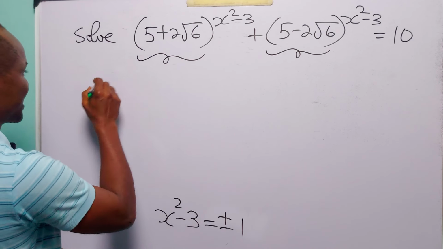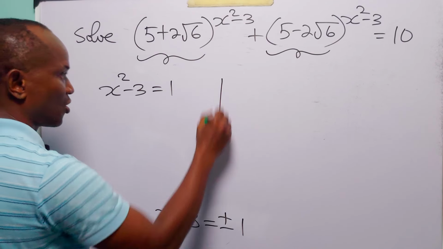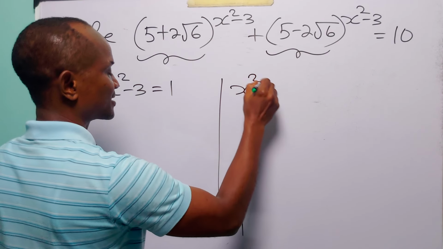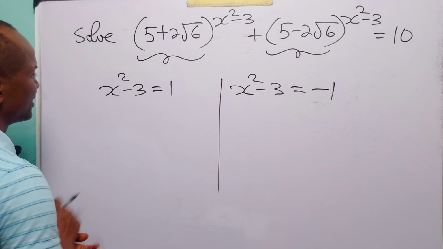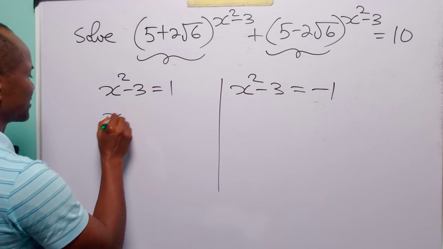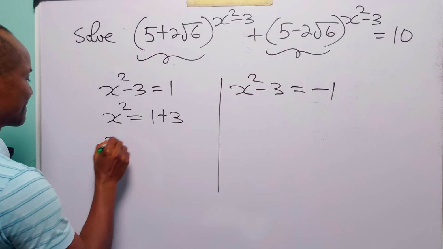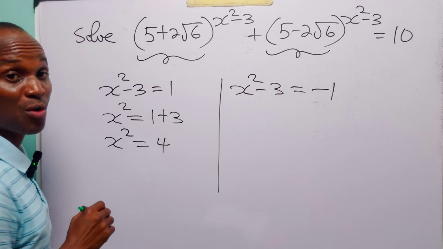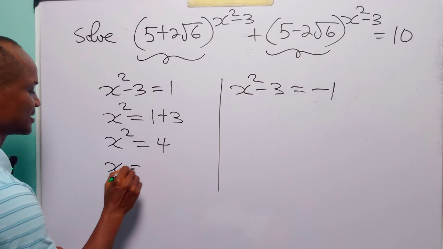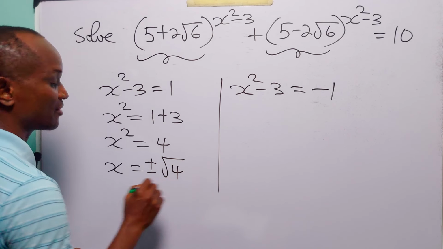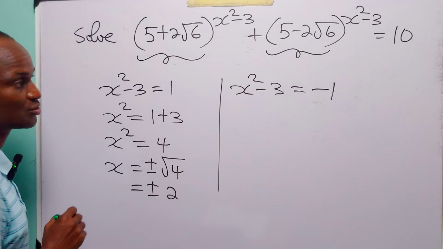So from here we have that either x squared minus 3 is equal to 1, or x squared minus 3 is equal to minus 1. Now rearranging this equation, we have that x squared is equal to 1 plus 3. x squared is equal to 4. Taking square root of both sides of this equation, we have that x is equal to plus or minus the square root of 4. And of course, this is equal to plus or minus 2.